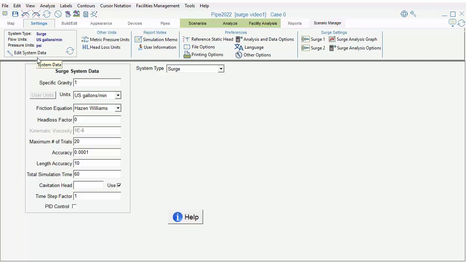In this menu, we have the system type selector. If you happen to be working with both KY pipe and surge models, double check that this system type is set to surge before running a surge analysis.